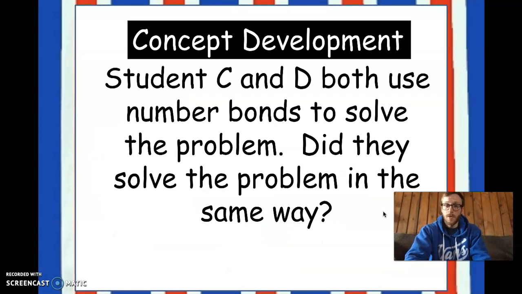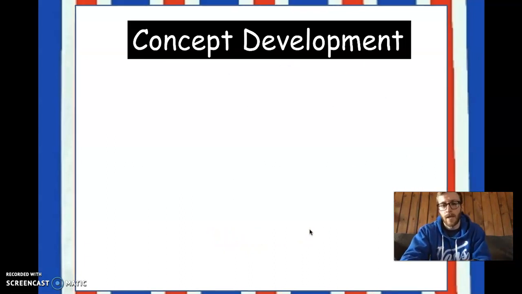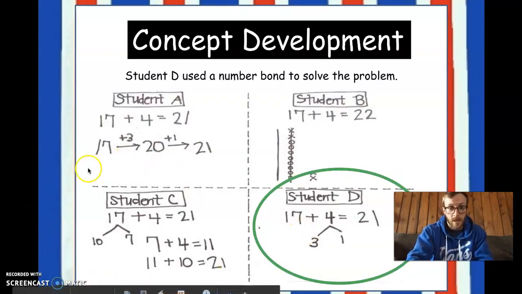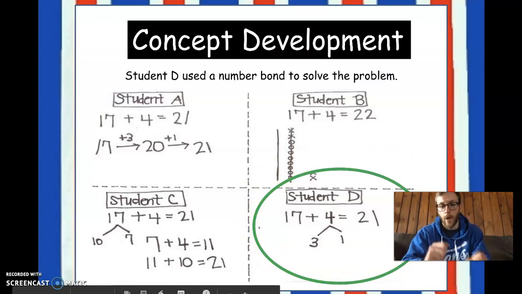Okay, so student C and D both used number bonds to solve the problem. Did they solve the problem in the same way? That's what I want you to take a couple seconds right now and think about. Did they solve the problem in the same way? I'm going to back up to that screen so you can see student C, which I'm circling right now, and student D, which is circled in green. They both used number bonds, but did they do it exactly the same way?